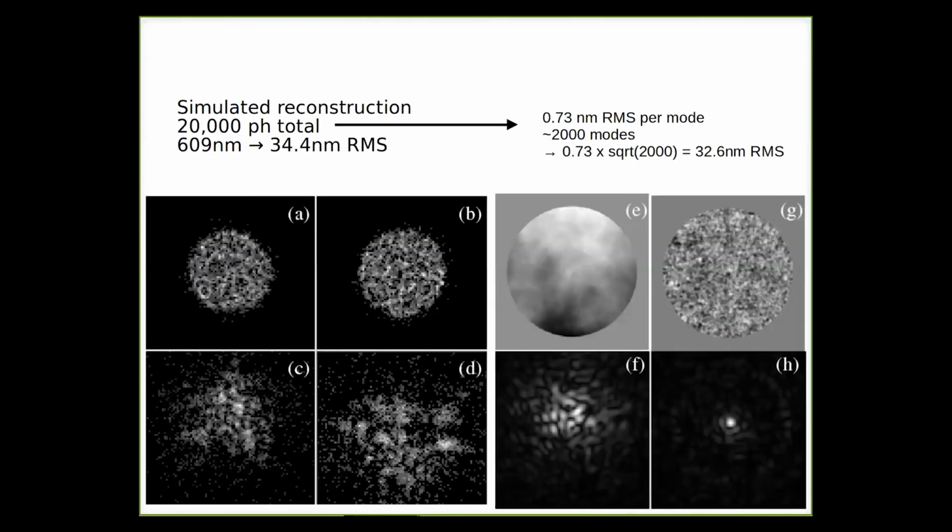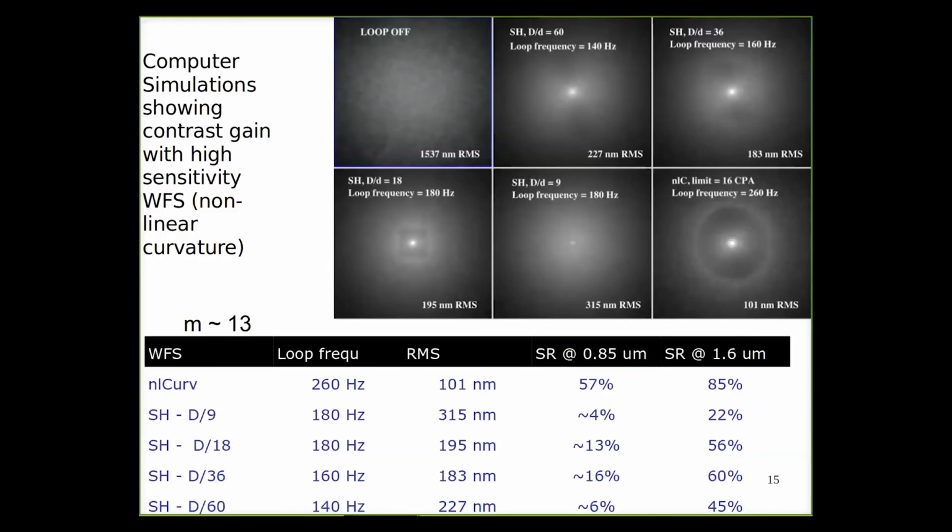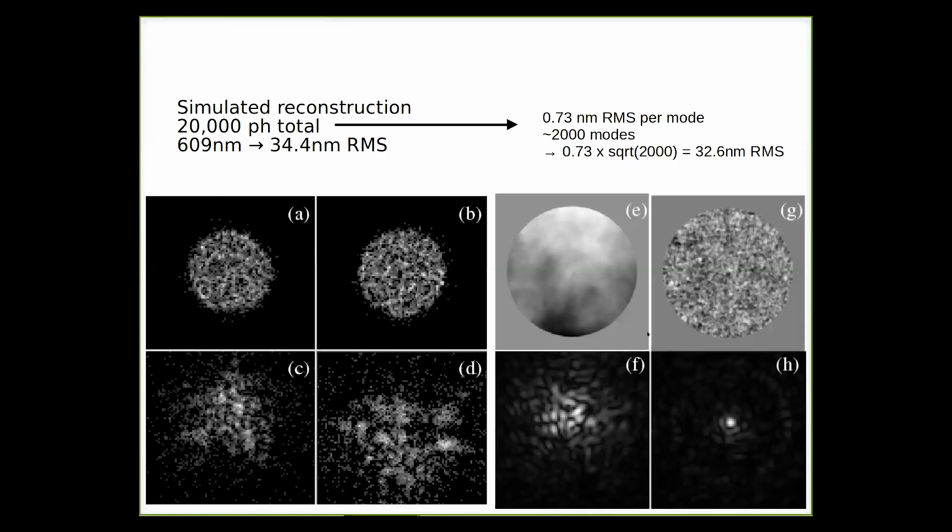So let's try to do wavefront reconstruction. This is the input data on the left. Here I put 4 planes because 2 planes don't give us quite enough information. So it's a 4-plane phase diversity, with only 20,000 photons. The input wavefront error is 609 nanometers, and the reconstruction is shown on the right. This is the input wavefront on panel E, and the residual from the reconstruction on panel G. We reconstruct the wavefront with an error of 34 nanometers, which is actually consistent with the photon noise limit theorem for about 2,000 modes. So it's very encouraging.